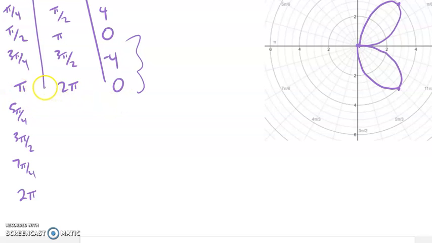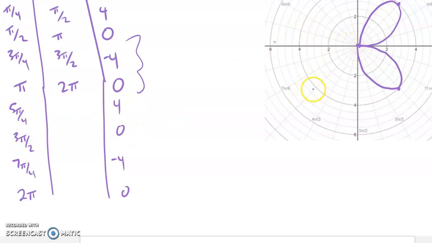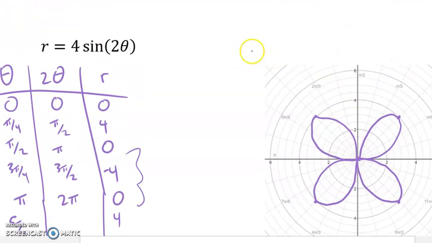Because now, as we keep on going, we're going to look at quadrant 3 angles. Our r values are positive, so we're going to go through quadrant 3. And then when we go through quadrant 4 angles, our r values are negative again. So that means that we're actually going to go into quadrant 2. Close enough.